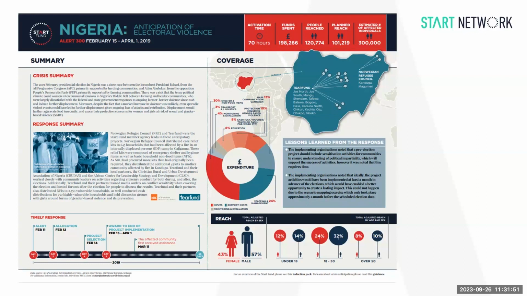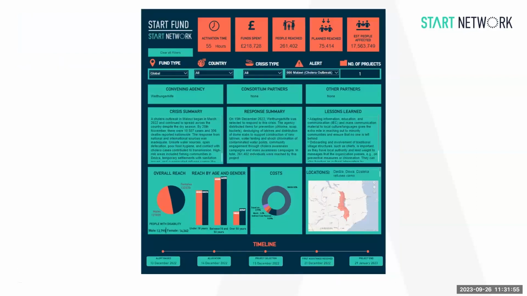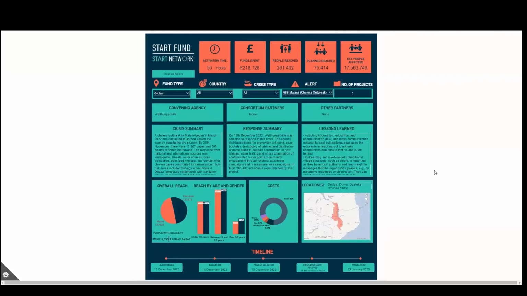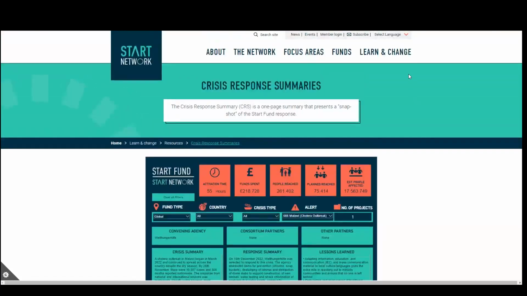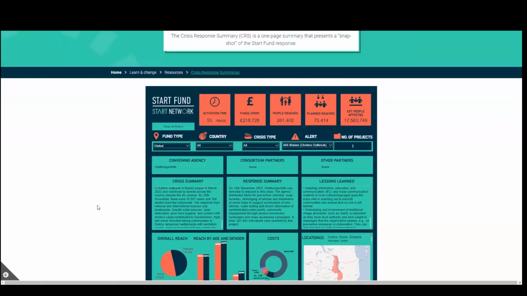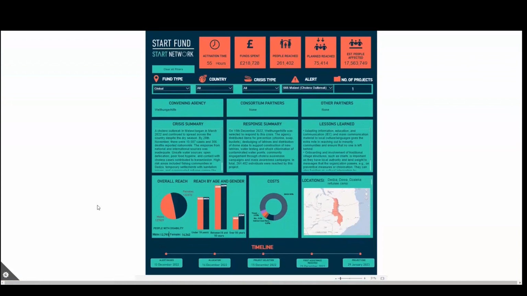In 2023, the Start Fund team worked with Glow Consultants to develop an interactive dashboard to showcase the crisis response summaries using Microsoft Power BI. This dashboard can be found on the Start Network website in the Resources section under Learn and Change in the top right-hand corner. The information on the interactive dashboard is pretty much the same as the information provided in the previous PDF versions of the CRS. Before going into how the dashboard can be used, I'll briefly summarise all the data points below.